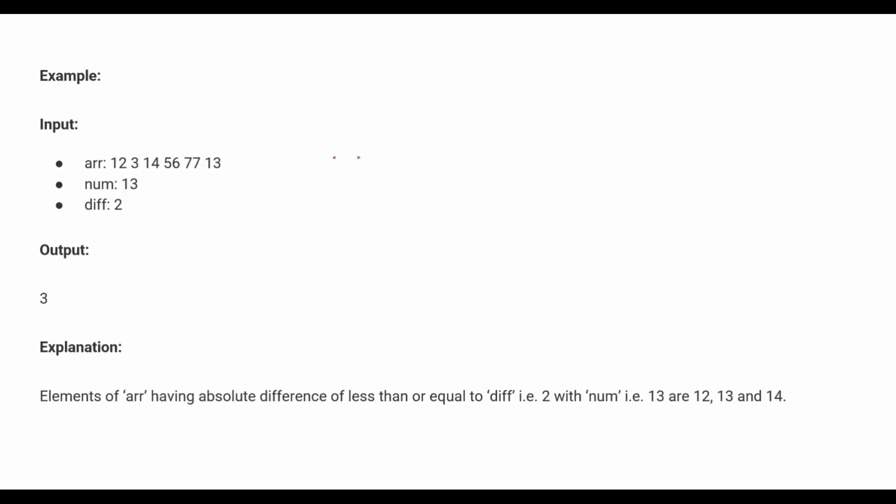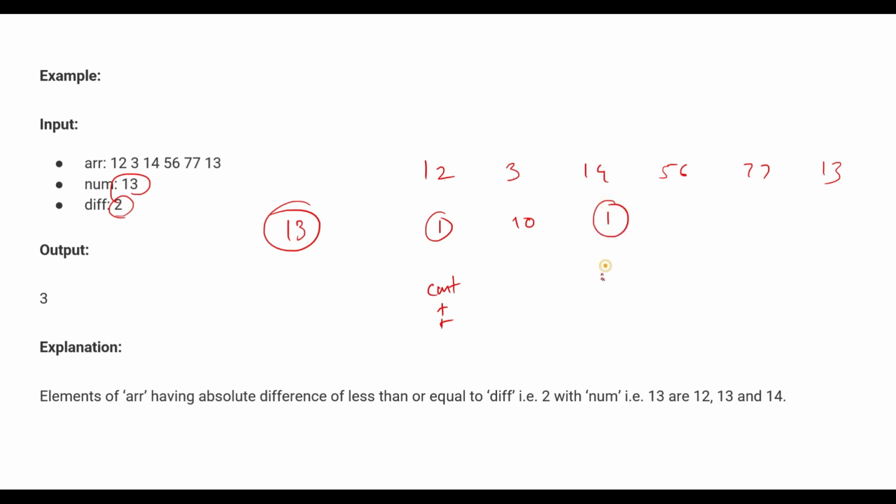So you are given the array 12, 3, 14, 56, 77 and 13, and then you'll be given a number 13, and then difference is 2. So we have number 13 here. First we'll calculate the difference between 13 and 12, that is 1, which is less than difference, so we'll increase the count, count plus plus. Now we'll take the difference between 3 and 13, that is 10, which is not less than difference. Then we'll move forward, then we'll again take the difference, that is 1, so we'll again increase the count, count plus plus.